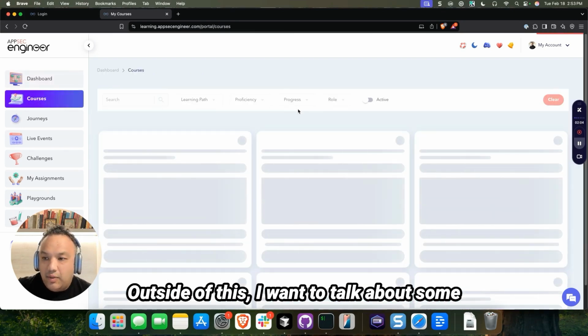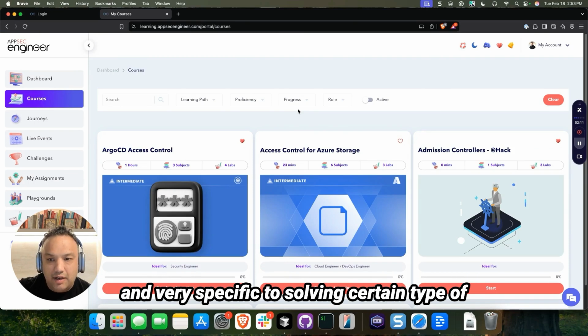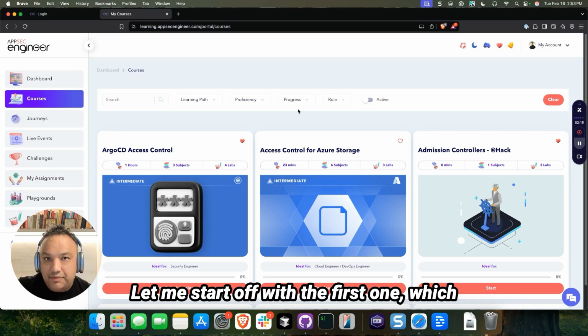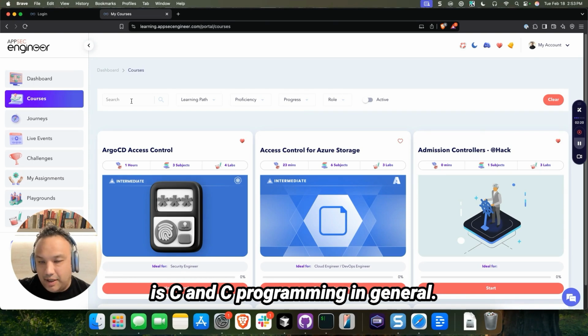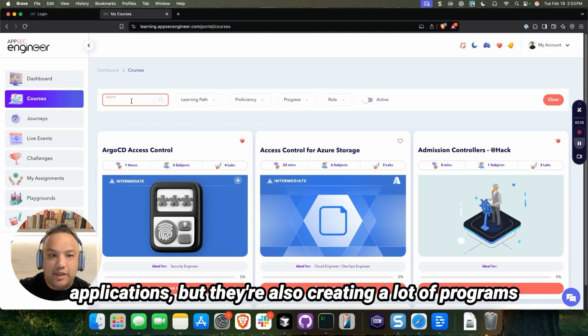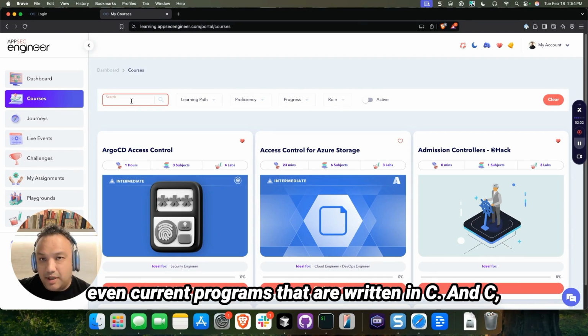Outside of this, I want to talk about some content that's very specific to engineering teams and very specific to solving certain types of challenges that engineering teams face today. Let me start off with the first one, which is C and C programming in general. A lot of teams today are not only creating web applications, but they're also creating a lot of programs that they have to support, either through legacy or even current programs that are written in C.